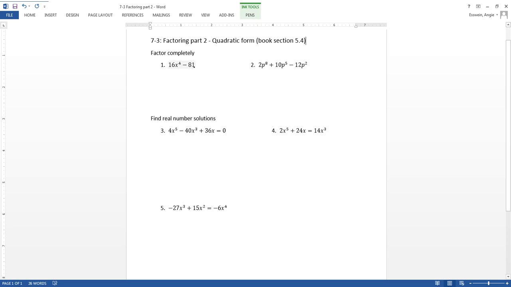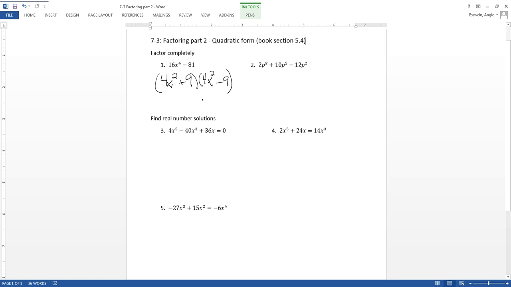There's no greatest common factor in 16 and 81. Nope, there's nothing in common. So this is actually a difference of squares pattern. So we take the square root of 16x to the 4, which is 4x squared. We take the square root of 81, which is 9. And then we have one solution is plus, and one solution is minus. 4x squared minus 9.